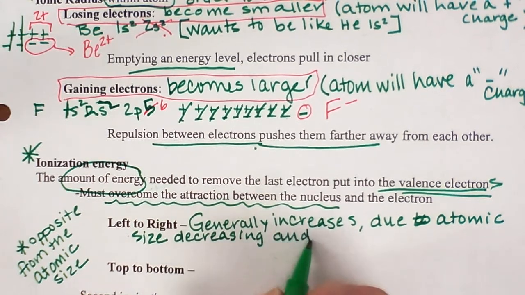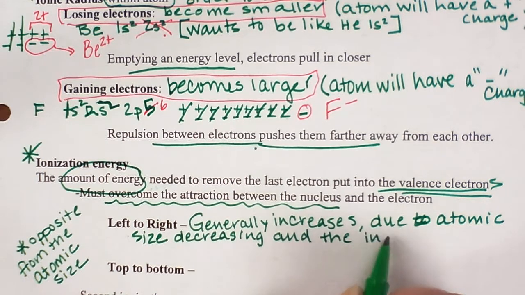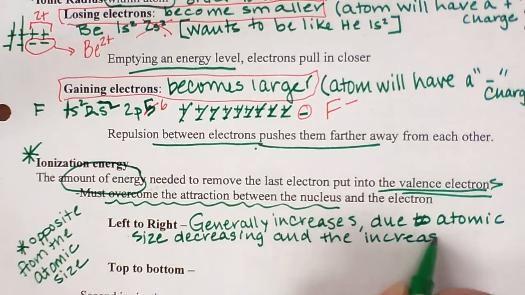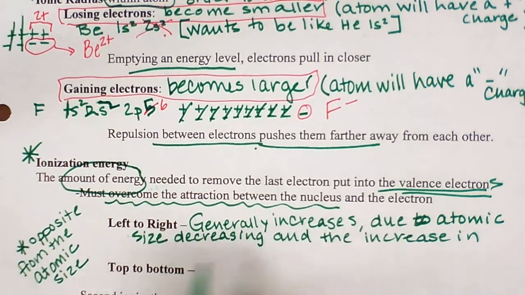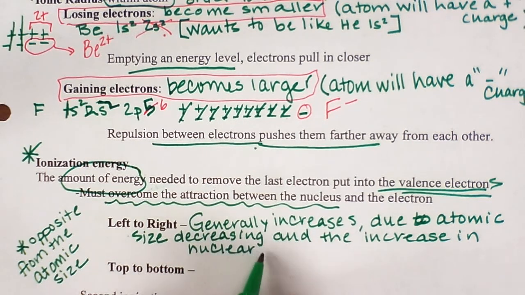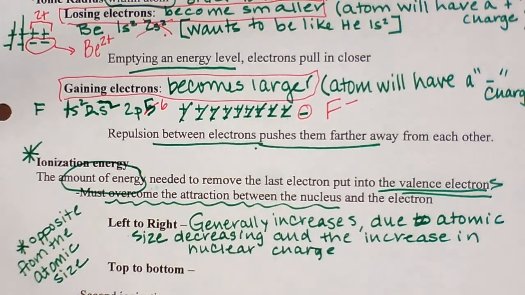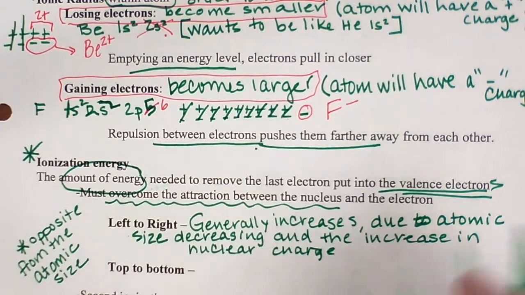And due to the increase in nuclear charge. So this is all about the atomic size. As those protons are put in and that nuclear magnet increases, those electrons are held on more tightly, and it's going to take more energy to pull them off.